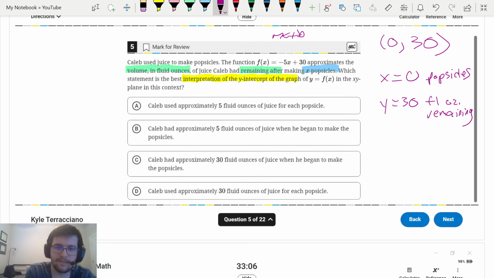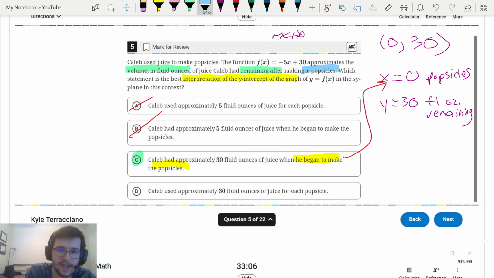Okay, so A and B don't even mention 30, so that's a problem. Caleb had approximately 30 fluid ounces of juice when he began to make the popsicles. So when he began to make them, that means he had 0 popsicles. Okay, so that's right. So it's C.